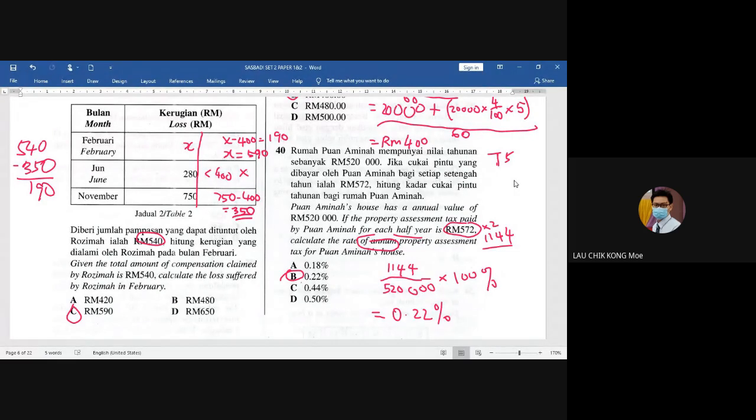So thank you for those who already sent in question section A. Don't forget to do section B and C after this.